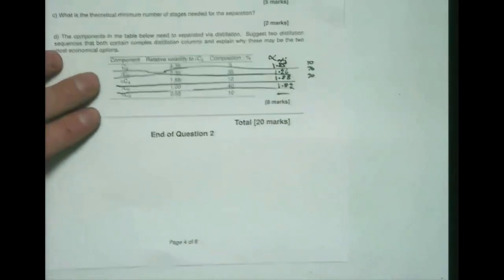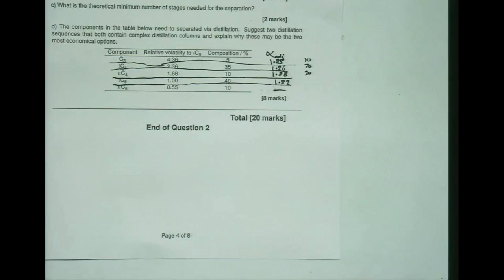Sorry. Yep. Why do we remove NC5 first? IC4 is the most difficult separation. 1.26. The relative difference between 1.88 and 1.82 is nothing really. But 1.26 is very clearly the most difficult, and then the other three are basically the same difficulty.